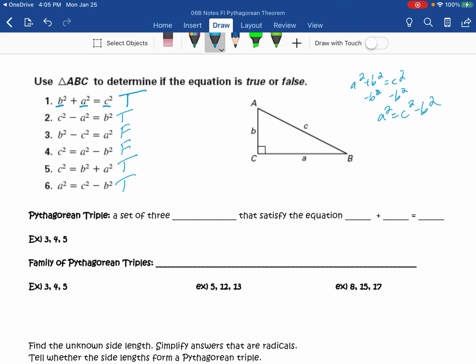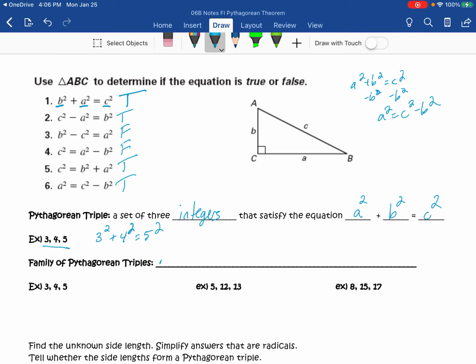Pythagorean triples, these are actually really important to recognize. Hopefully one of your teachers has gone through them. It's a set of three integers that satisfy the equation a squared plus b squared equals c squared. So 3, 4, 5 is a Pythagorean triple because 3 squared plus 4 squared is equal to 5 squared.